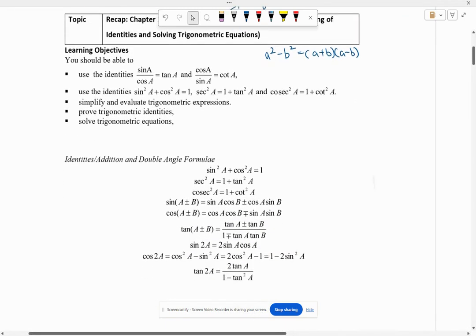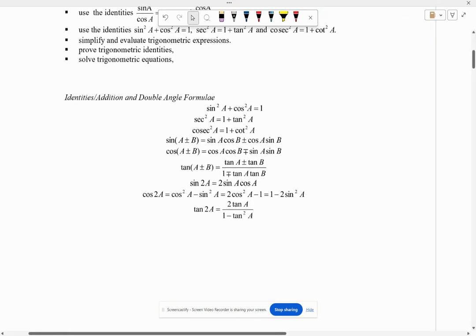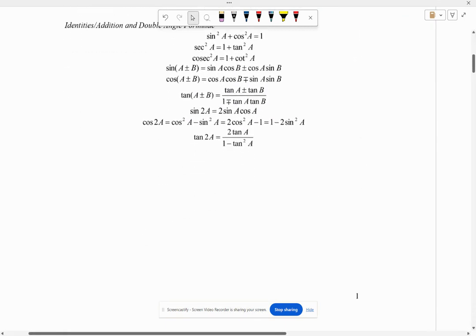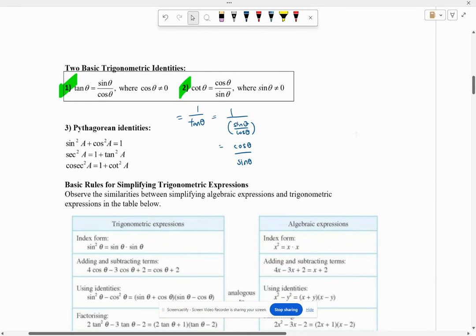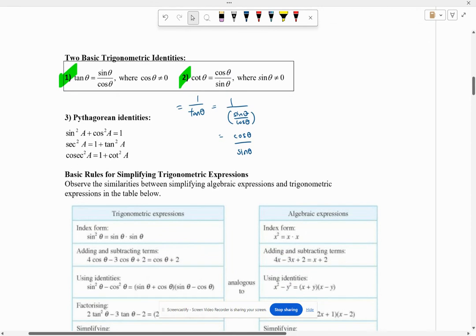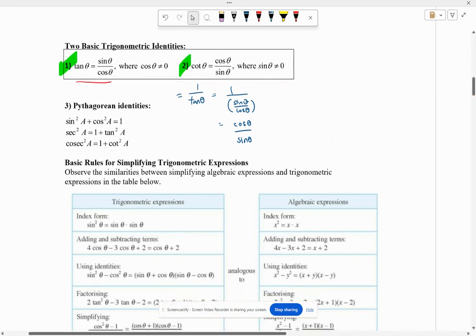So over here we have some of these formulas. This formula will be given to you. Let me run through some of these identities that we have to memorize, which is tangent theta equals sine theta over cos theta. Likewise, cotangent theta is 1 over tangent theta, and if I put in the sine theta over cos theta, we get cos theta over sine theta.